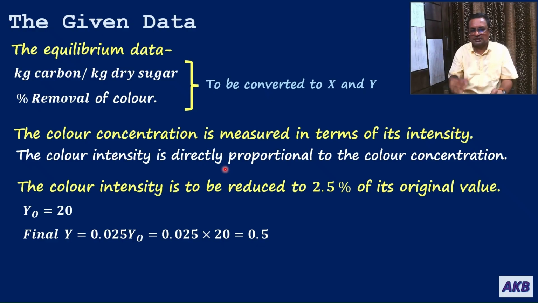So in this case, the initial color concentration is 20 color units per kg dry sugar, and it is to be reduced to 2.5% of its original value, which comes out to be 0.5 color units per kg dry sugar. So final Y in this case is 0.5 color units per kg dry sugar.